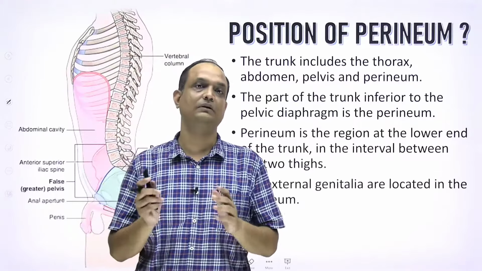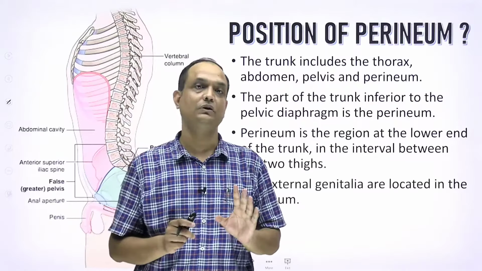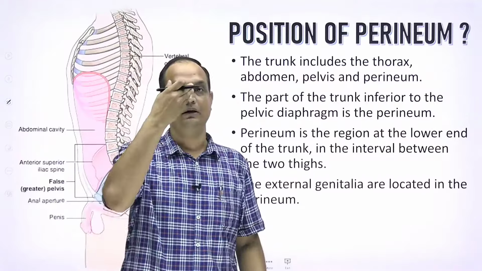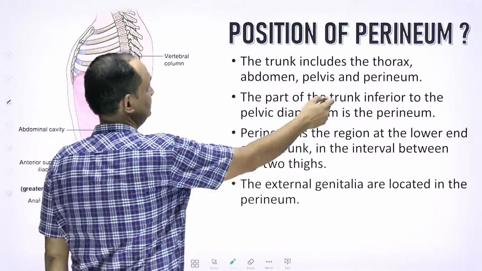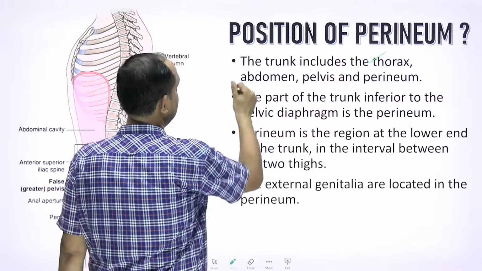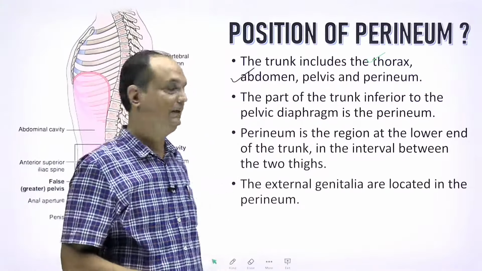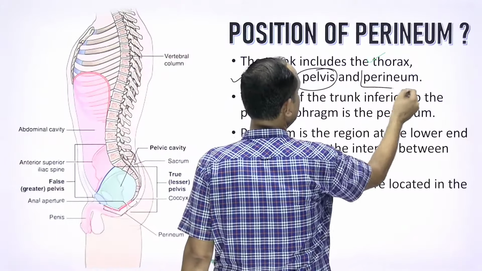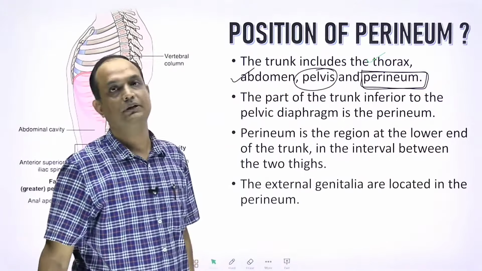The first thing that should come to your mind is where you will find the perineum. What is the position or location of the perineum? When you see the trunk in sequence, starting from above and going downward, you will have the thoracic cavity, which is separated from the abdomen by the diaphragm, so you will have the abdominal cavity. Now when you go lower in the abdominal cavity, you will have the pelvis, and below the pelvis you will have the pelvic outlet, and in that region you will find the perineum.